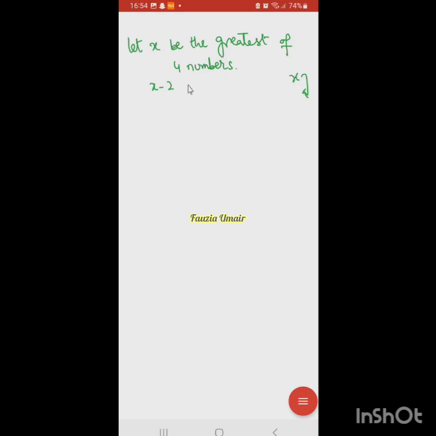Excellent, x minus 2 will be the second. इसको इस तरह लिखते हैं x minus 2, फिर उससे पीछे वाला कौन सा होगा? x minus 4. Then x minus 6. चार नंबर है ना, एक x है, फिर उसके बाद x minus 2, x minus 4 और x minus 6. ठीक हो गया ना?